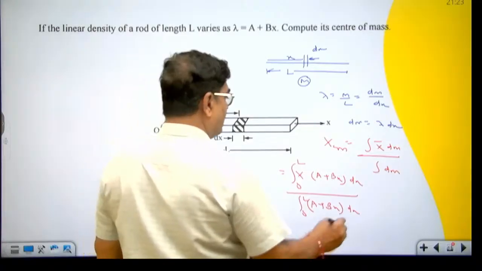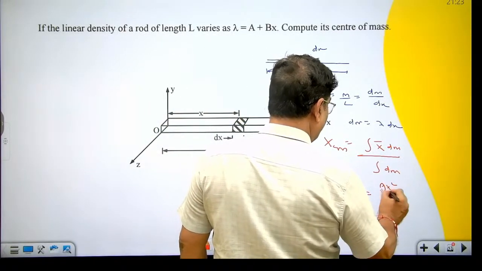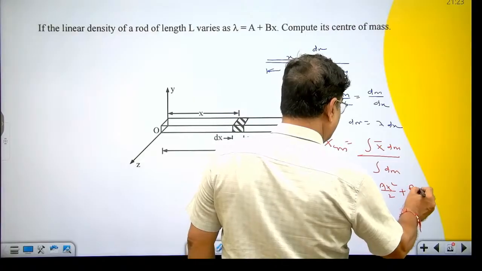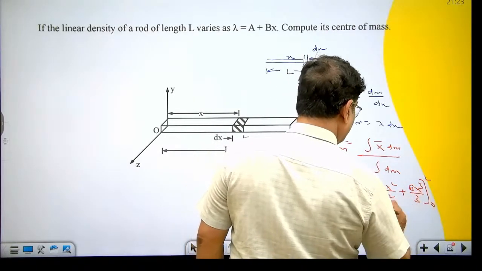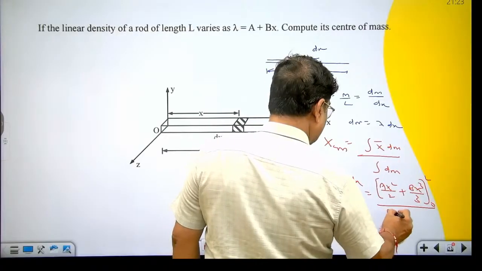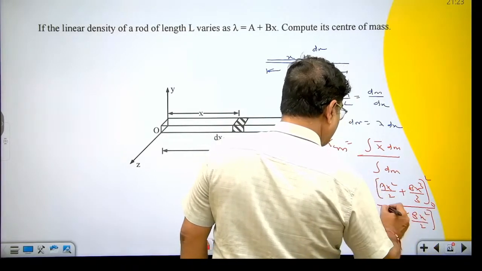Now we can easily solve. What is the integration of x times lambda? This is a x square upon 2 plus b x cube upon 3, from 0 to L. And the integration of lambda is a x plus b x square upon 2, from 0 to L.